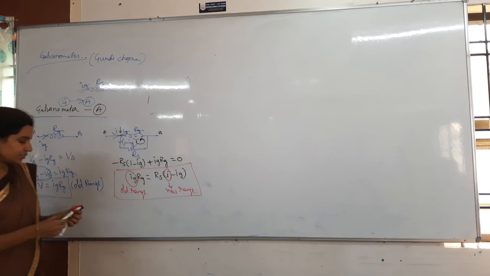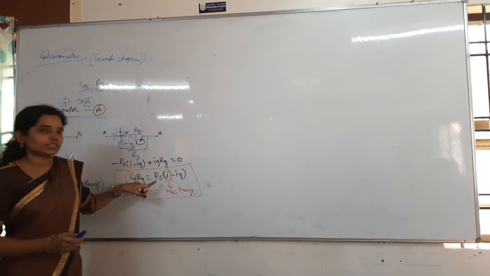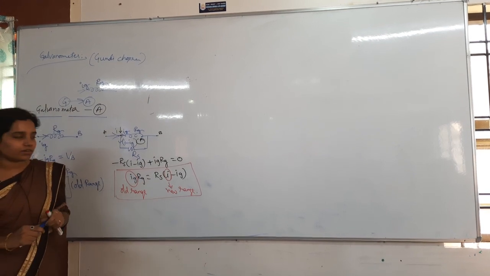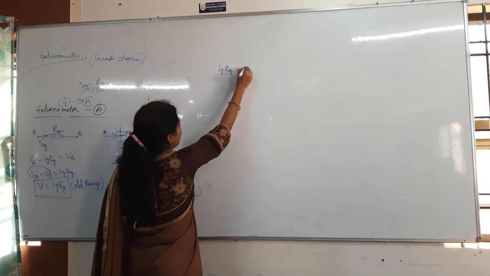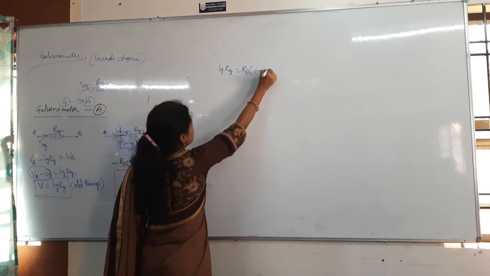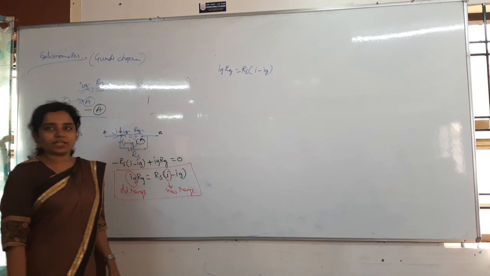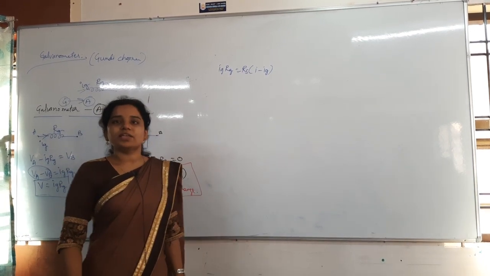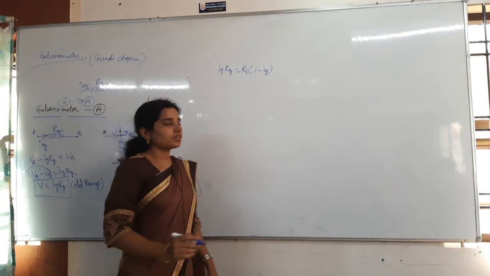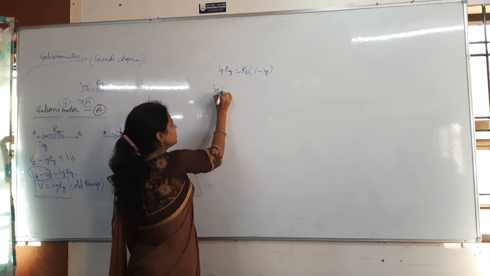Here Ig Rg is equal to, you have to find out the shunt resistance, by the way. Rs value you have to find out. For that, here Ig Rg is equal to Rs into I minus Ig. Who is the new value here? I is the new value. What you are doing for the I now in the problem? N times we are increasing. So Ig is as it is, Ig Rg.